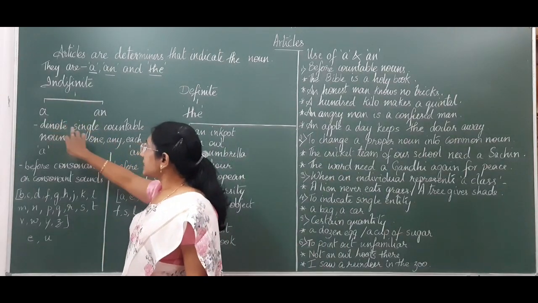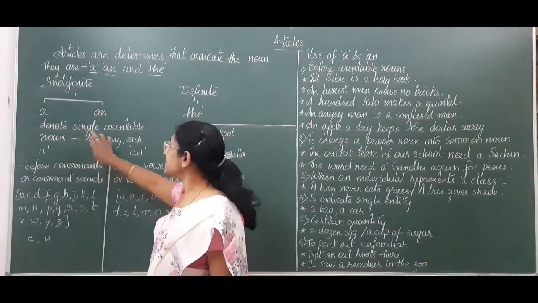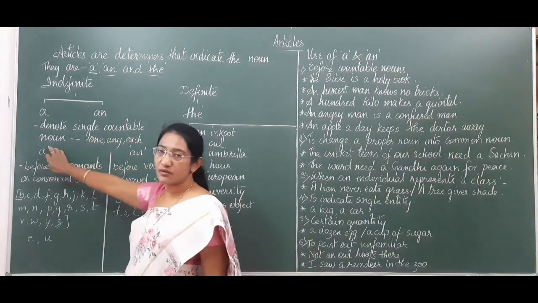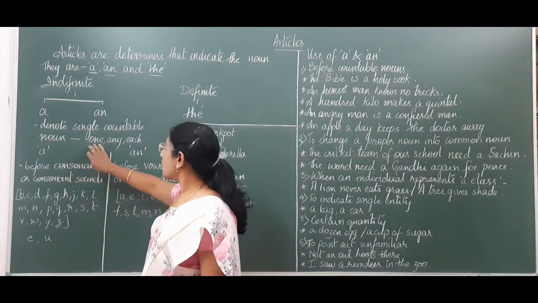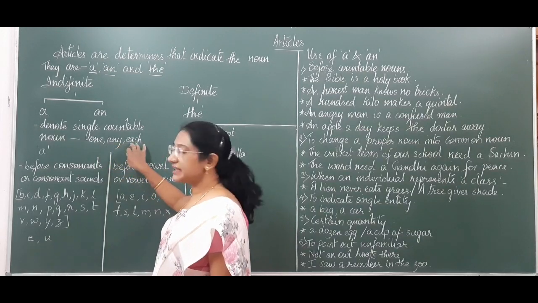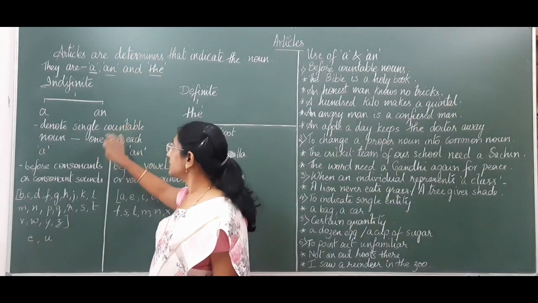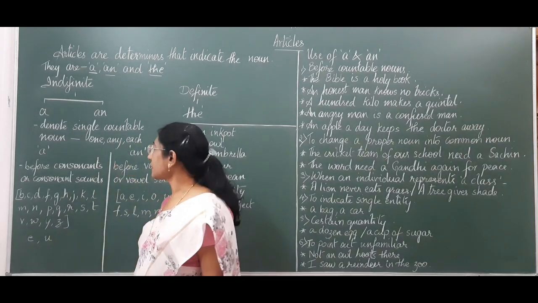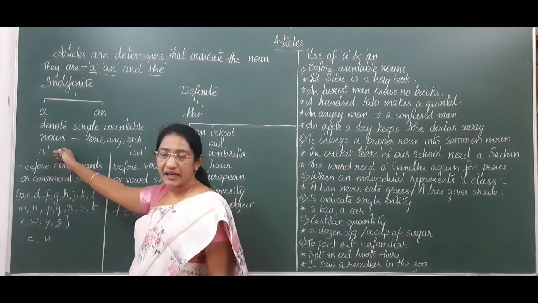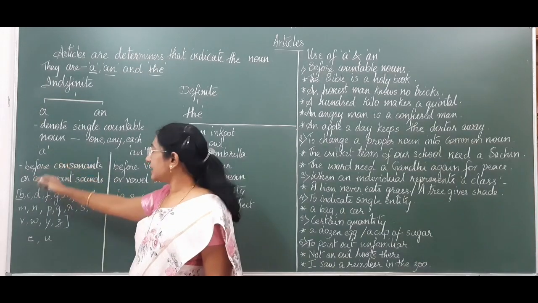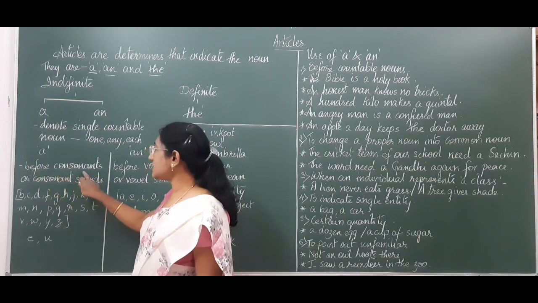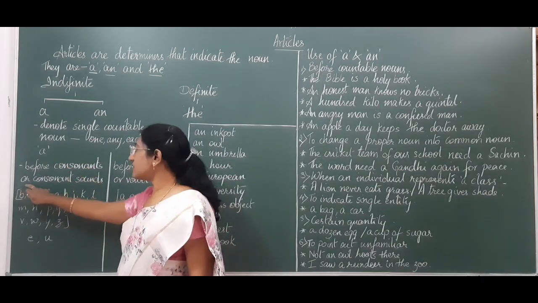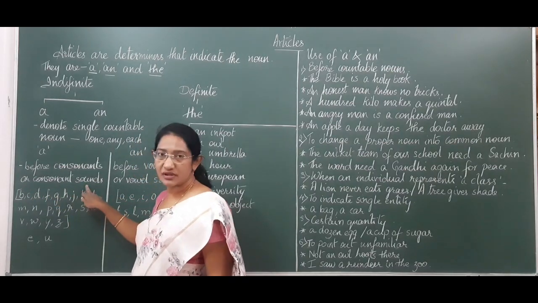So, indefinite articles denote a single countable noun like one, any or each. So, they denote one, any or each. We use a, article a, before consonants or consonant sounds.